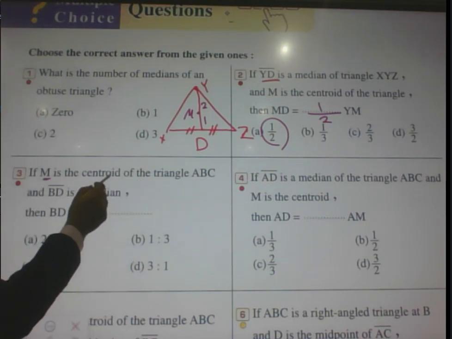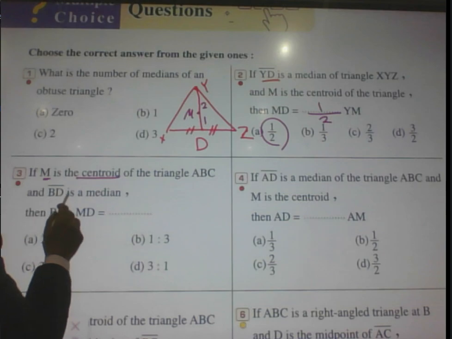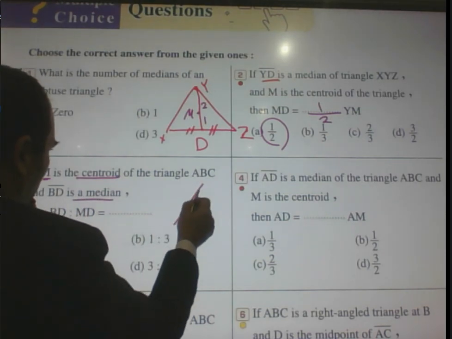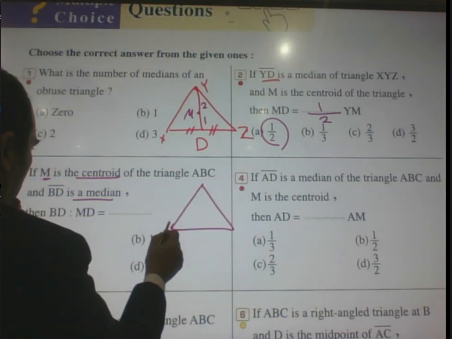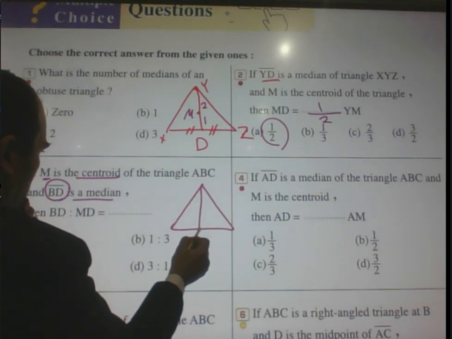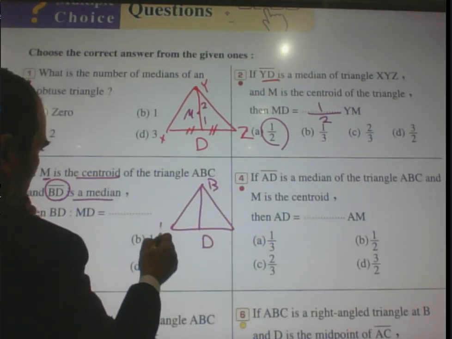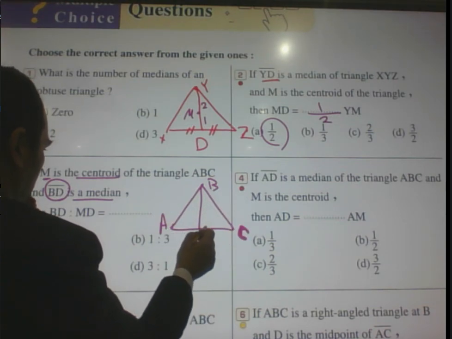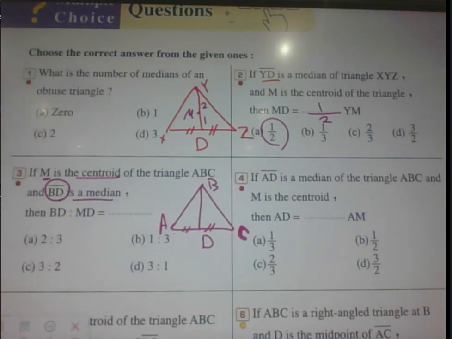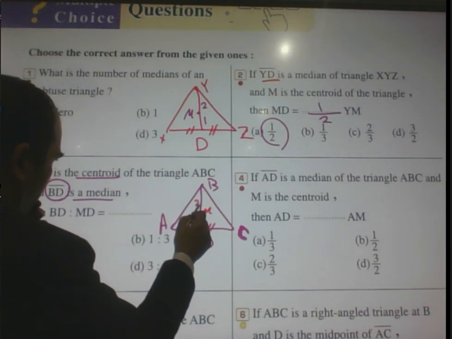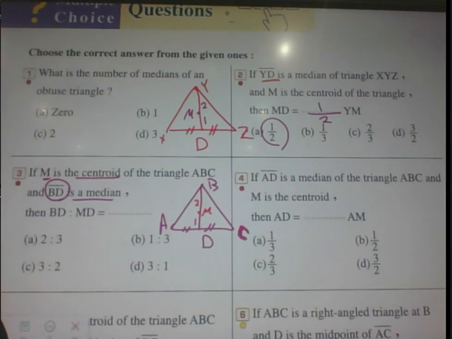If M is the centroid of triangle ABC and BD is the median, what is the ratio between BD and MD? Okay, we can draw a triangle like this and draw the median. M is the centroid point and BD is the median, like this. We have triangle ABC, and D is the midpoint of AC because BD is the median. M is the centroid point. M lies in this part and divides the median in the ratio from vertex to base 2 to 1.